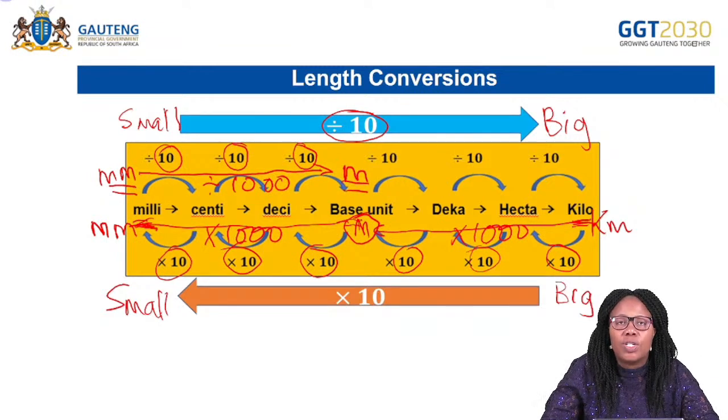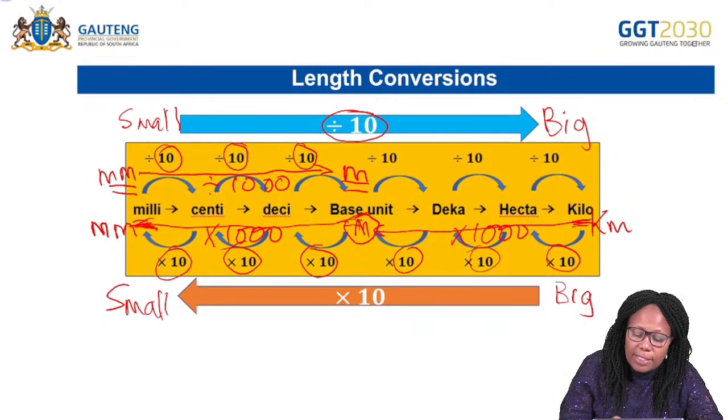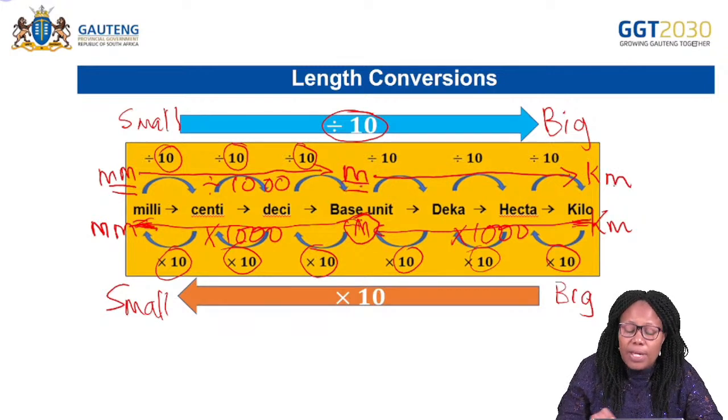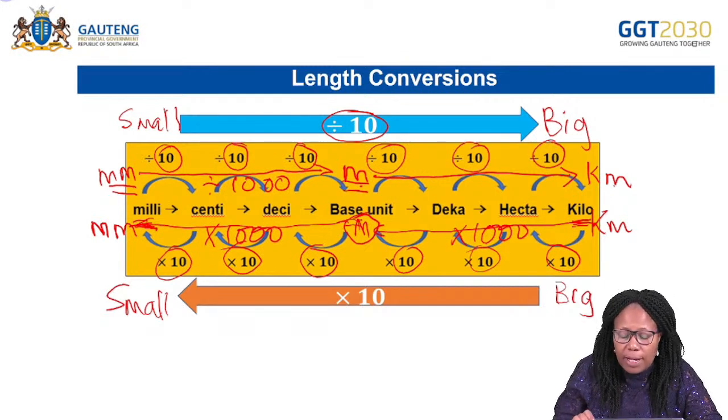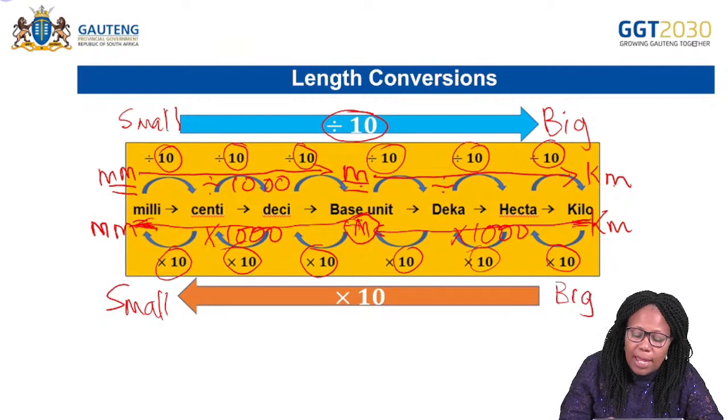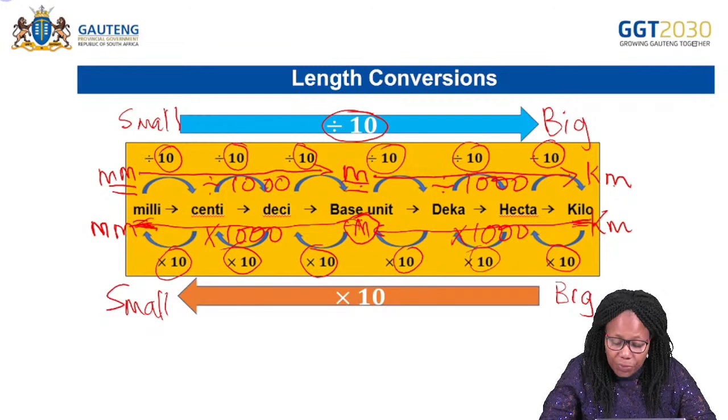I hope we are still together. The same applies if I'm moving from meters to kilometers. I am moving from small to big, how many times? 10, 10, 10, 3 tens. Because it is small to big, I will divide by 1,000 again, from meters to kilometers.